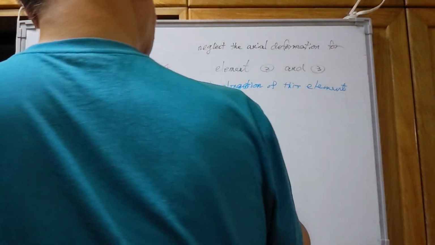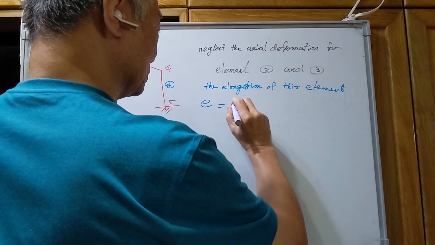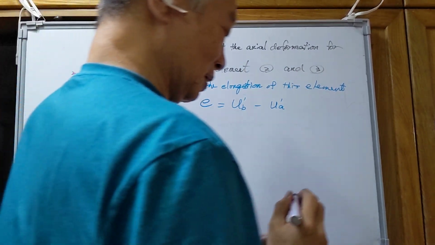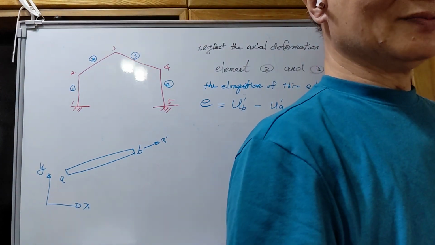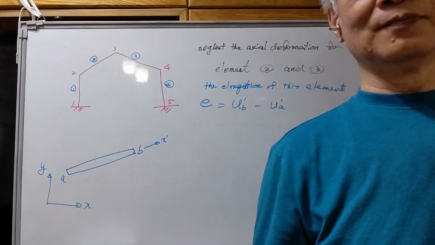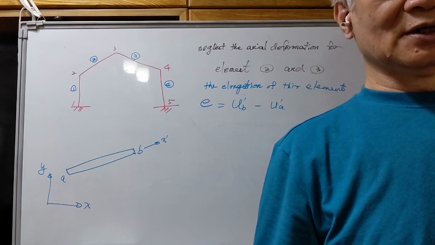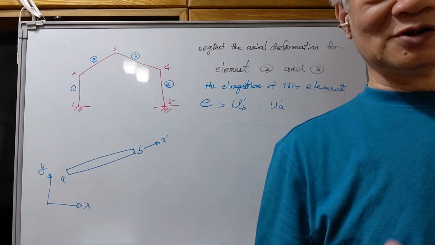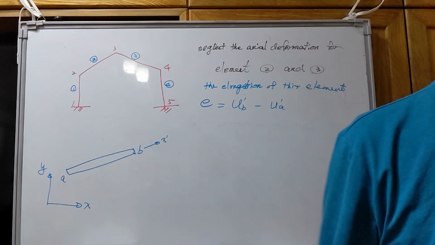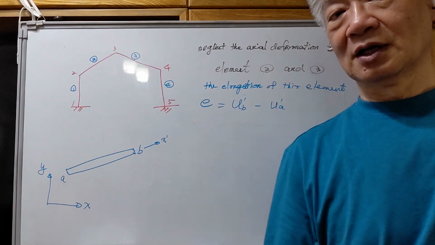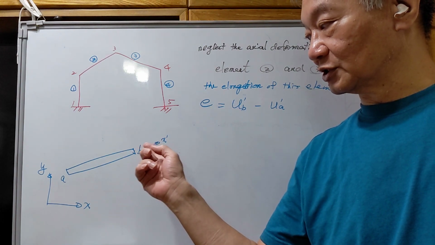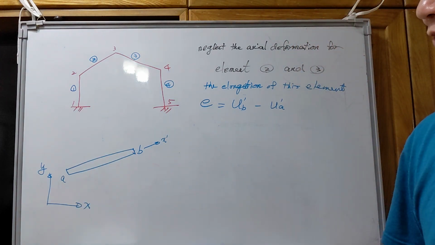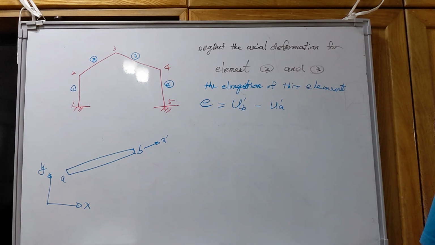So if we would like to calculate the elongation of this element, we can simply calculate ub prime minus ua prime. If I add the prime to the ua and the ub, it means that's the axial displacement, and the displacement is referred to the local x prime axis. So we can use the nodal displacement ub prime minus the nodal displacement ua prime to calculate the elongation of the element.